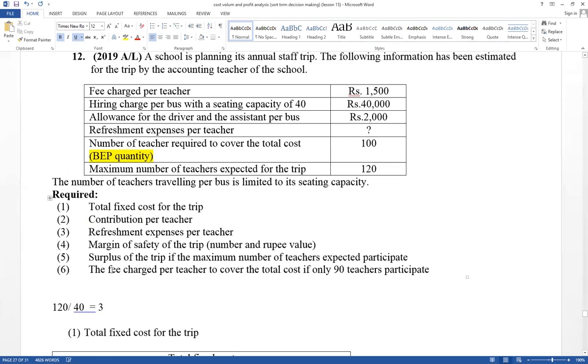Requirement 5: the surplus of the trip if the maximum number of teachers are expected to participate. That is profit. Maximum number of teachers equals 120. There are 4 equations that can be applied: total income minus total expense, total contribution minus total fixed cost, or margin of safety quantity into contribution per unit, or margin of safety value into CS ratio. Profit, right. 4 equations can be applied.